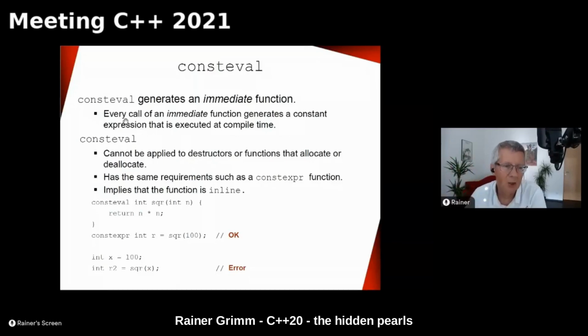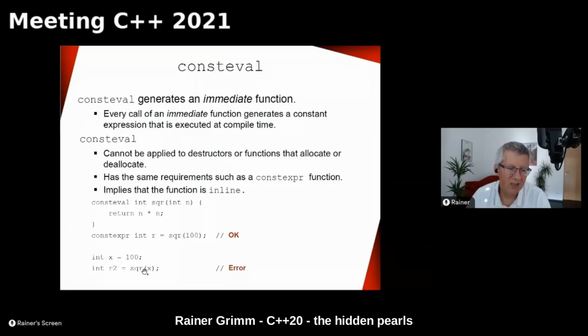Let's go back. Consteval cannot be applied to structures or functions that allocate or deallocate, has the same requirements as a constexpr function, and is implicitly inline. Let's have a look here. This is consteval. This means this function can only run at compile time. Therefore, this is fine. But this is an error.